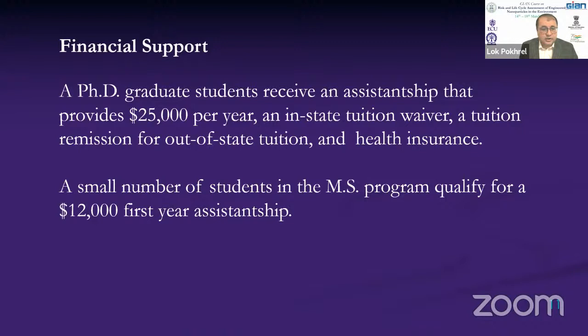As I mentioned earlier, a PhD student gets a 25,000 per year stipend. So this is the salary, and you also get both in-state and out-of-state tuition waiver. In addition, your health insurance will be covered. Many other programs at ECU may not cover both in-state and out-of-state tuition and/or health insurance. Sometimes there is money available for master's students as well during the first year of the program, and up to 12,000 may be provided to those master's students.